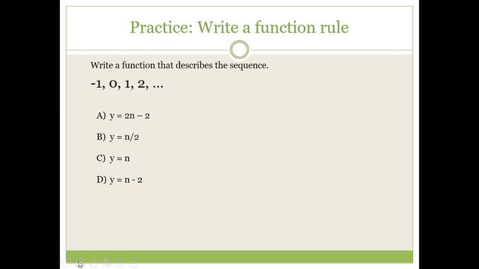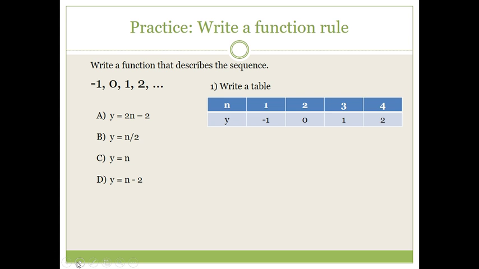Let's write a function that describes this sequence, and this looks more like the type of problems that you get on your checkpoint. So in this case, they give us a sequence, then they want us to match up that sequence to the correct function rule. Well, they tell you, maybe here's a hint, you should start by writing the table, the function table. Okay, so here's our function table with our n values, and our output is the sequence itself.